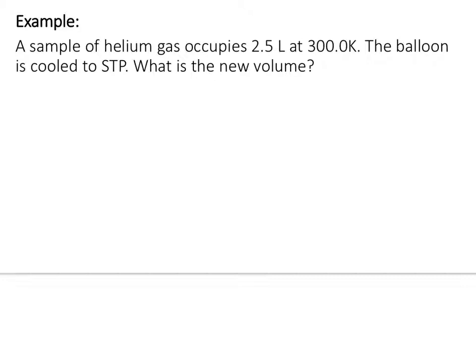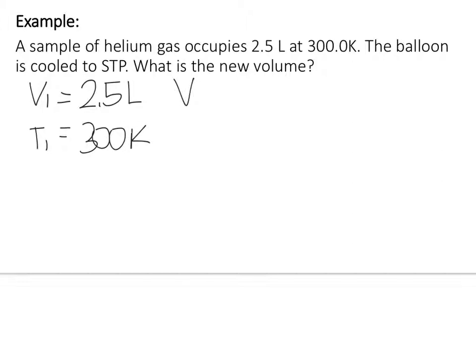So we've got V1 is equal to 2.5 liters. T1 is equal to 300 Kelvin. V2 we're solving for. And they cool to STP, which hopefully you remember occurs at a temperature of 273 Kelvin.